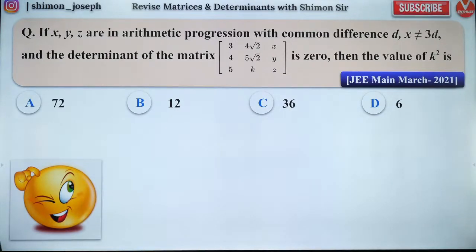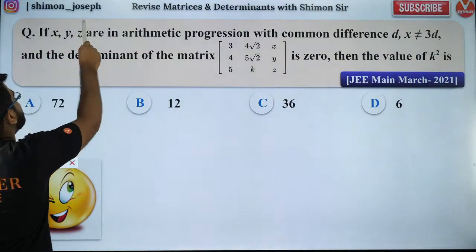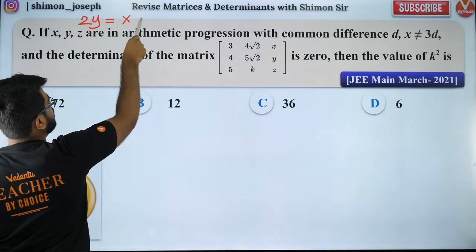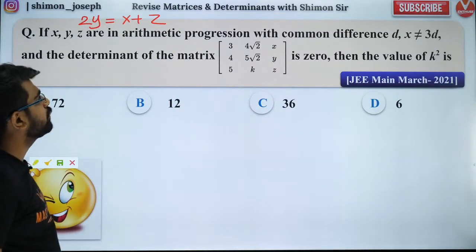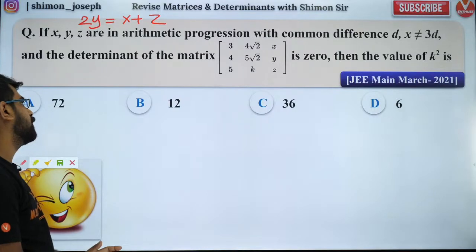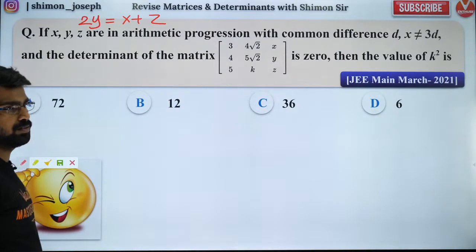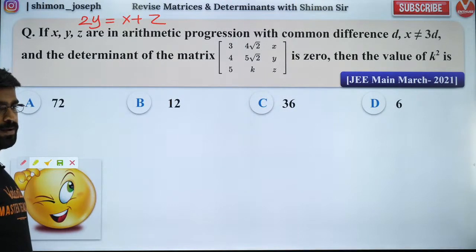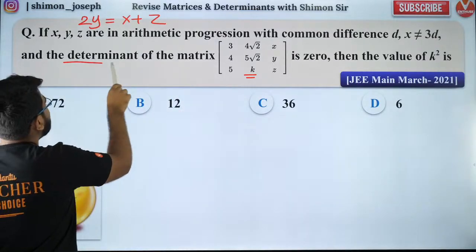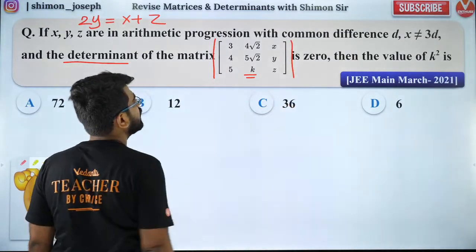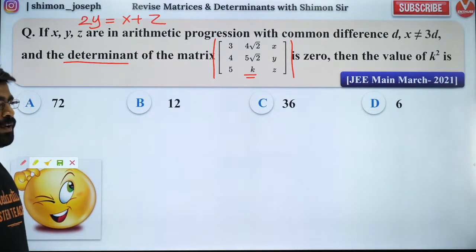So here x, y, z are in arithmetic progression. So you can say that 2y is equal to x plus z. So try to use that. 2y is equal to x plus z. Okay. So people, can we solve it now? So you need to find out the value of k for which this determinant value is 0. The determinant of this will be 0. Got it? So what can we do here?